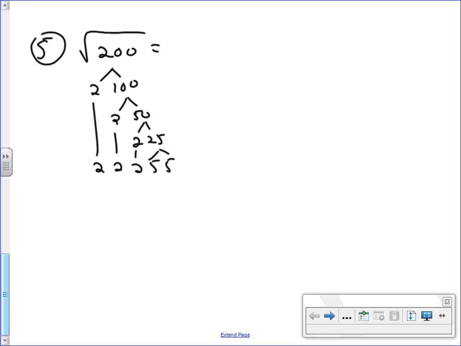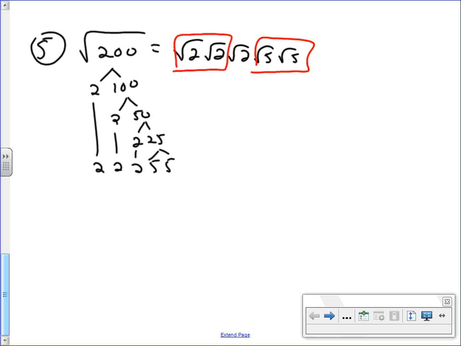All right, I'm going to put these in order. I've got 3 square roots of 2, and 2 square roots of 5, like this. I'm looking for pairs. I have a pair here, and I have a pair here. Those come outside of the radical now. So I have a 2 that comes out, and I have a 5 that comes out. This one didn't have a partner, so it stays inside.